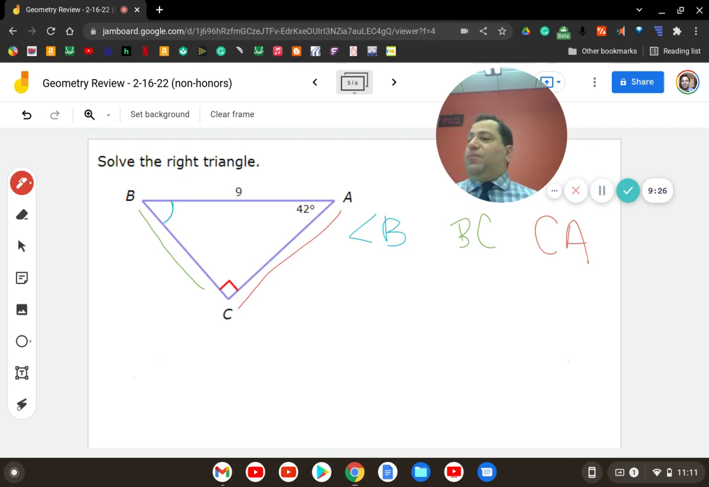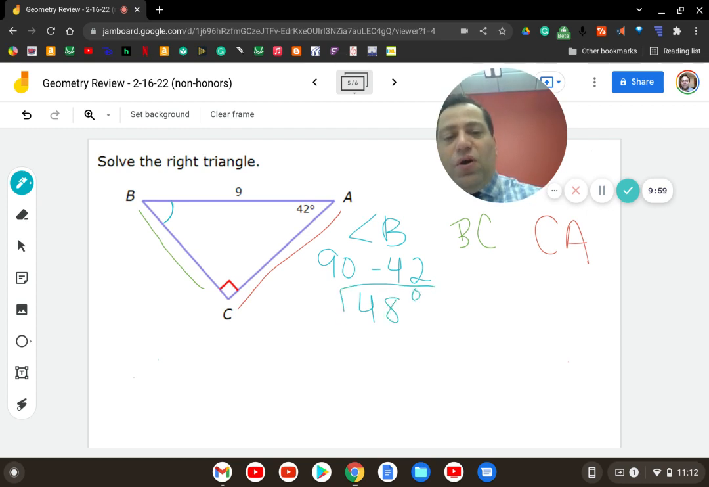Let's start with the missing angle. So in this case, because it's a right triangle, I can subtract angle A from 90 to get angle B. This works because angles of a triangle add up to 180 degrees, and the 90-degree angle takes up half of that. So if I take 90 and I subtract 42, I get 48 degrees. So one of my problems has been solved.